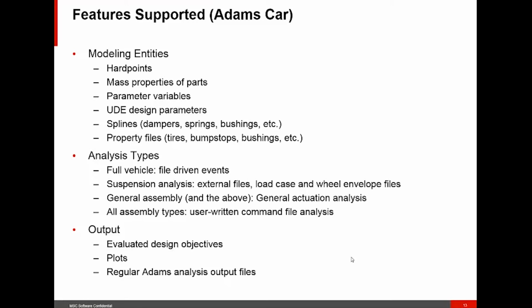And in terms of output, similarly, design objectives, plots from a plot configuration file. And I did mention it with the view demonstration there, but all the normal Adams analysis output files are available too. You can go onto the server and grab those. If you really want to bring those down, maybe send them back to your CAE Adams analyst colleagues and have them do something with them or look through them in more detail if you've got questions about things.